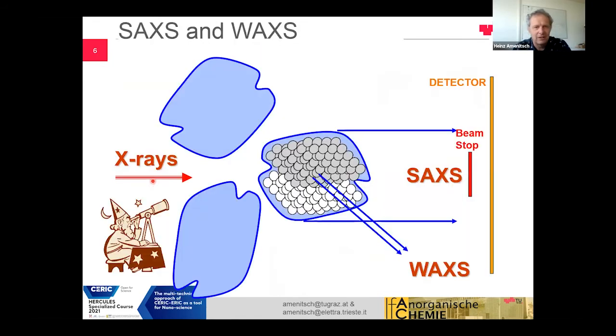Okay, so going a little bit deeper into the theory. As I mentioned before, what you do is shoot X-rays or neutrons on the sample, then you have some scattering very close to the beam stop at very shallow angles, and you record the scattering image on the detector. Simultaneously, at larger angles, you can place another detector and record the wide-angle X-ray scattering signal. So this is how a typical setup would look.